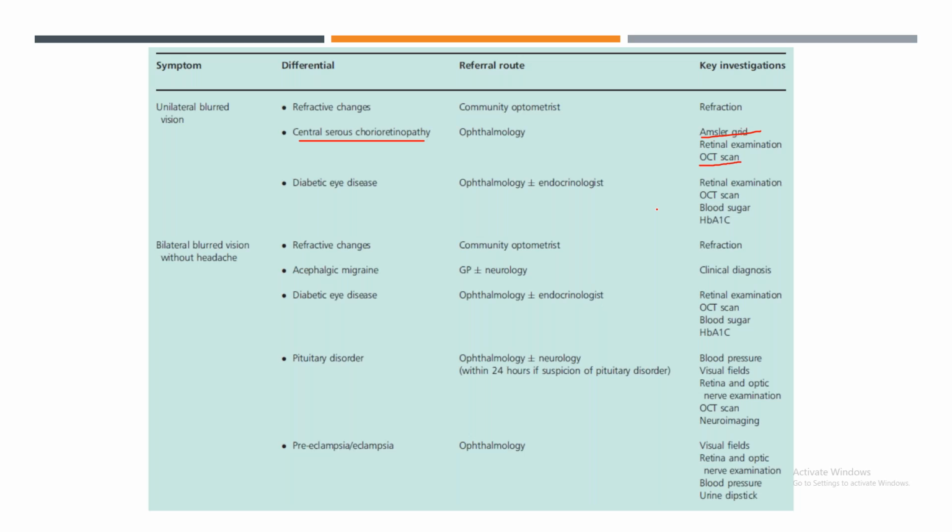Then diabetic eye disease, pituitary disorders, preeclampsia, eclampsia. In that, more important is pituitary disorders. You have to remember that. If you suspect pituitary disorder, you have to do a neurology referral within 24 hours because this is an emergency. Other things which are emergencies again are preeclampsia and eclampsia. Other things you can manage with routine referral.